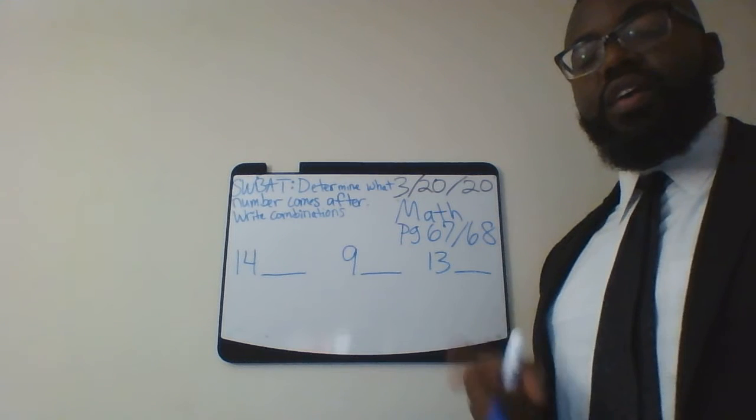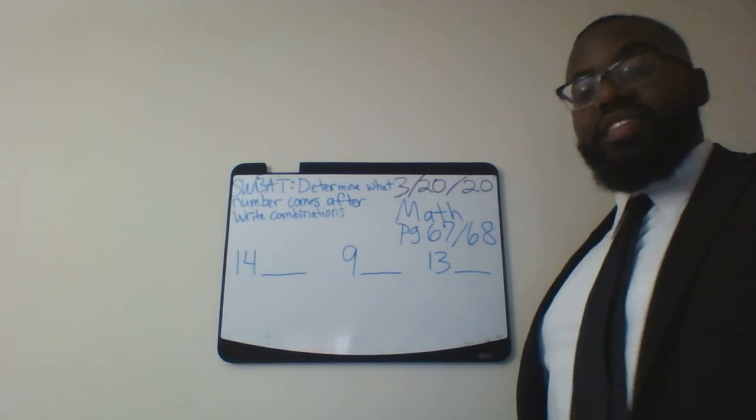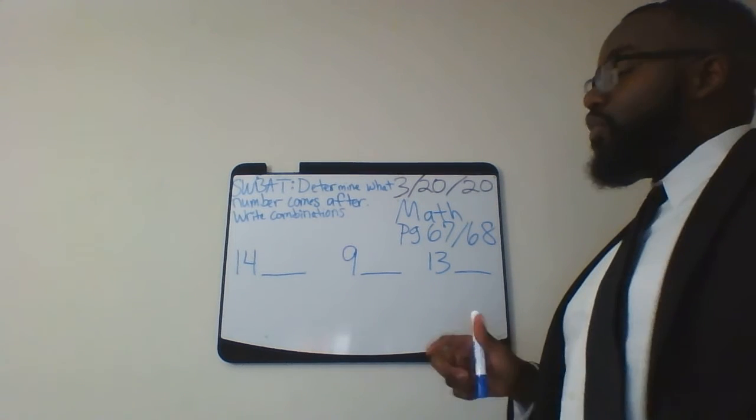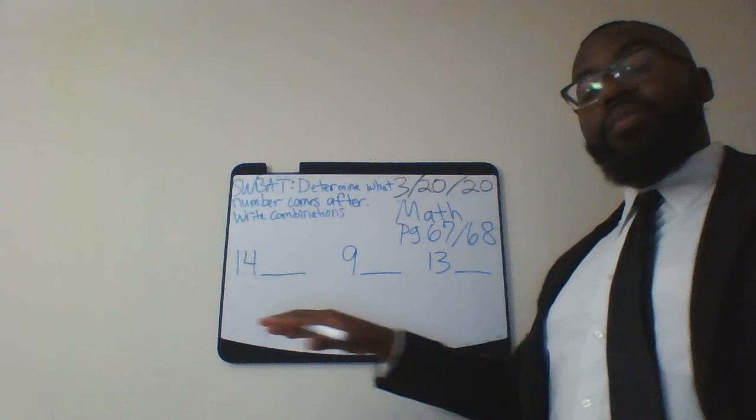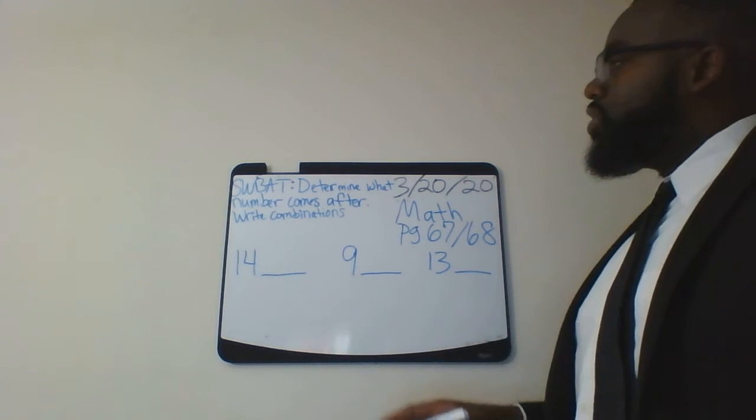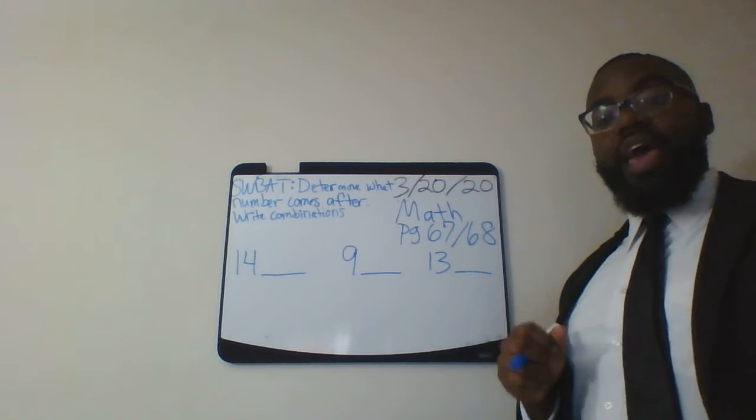This is for kindergarten group 1, who's working on page 67 and 68, okay? Who's working on those two pages. So first, we're going to start off on page 67, but I'm going to give a few examples before we get started on that page. So what you have to do is find the number that comes after.